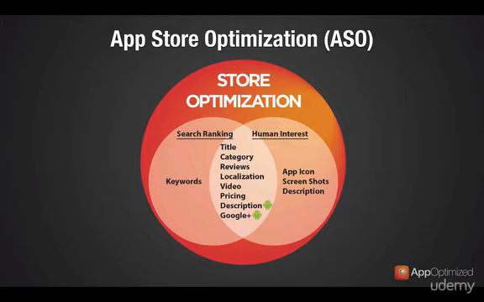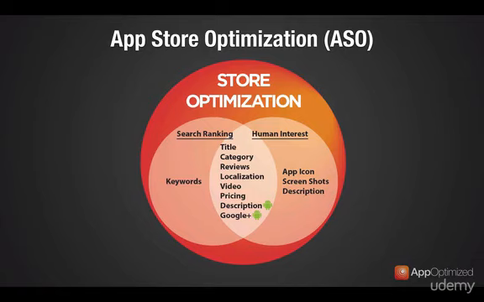And so for search ranking, there's keywords, which strictly influence search ranking. It has nothing to do with human interest. In fact, people don't see what keywords you've targeted, and that's specific for iOS. But we'll talk about how keywords are also important for Google Play as well, the Google Play Store.